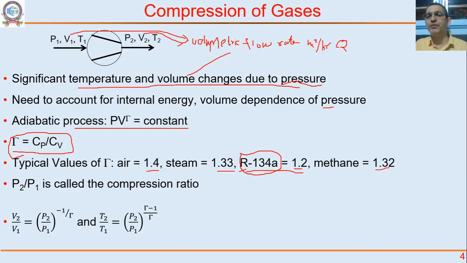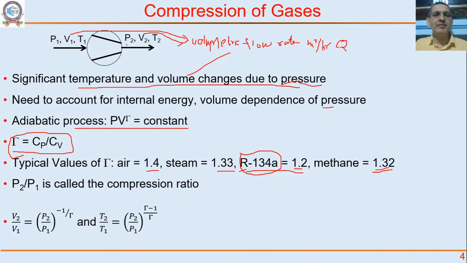Methane, natural gas. So you are getting, let's say, gas in your pipeline, natural gas pipeline, Mahanagar gas pipeline. That pipeline has compressed natural gas. Natural gas is typically 90%, 95% methane. So that has a gamma value of 1.32. So different materials have a different gamma value.